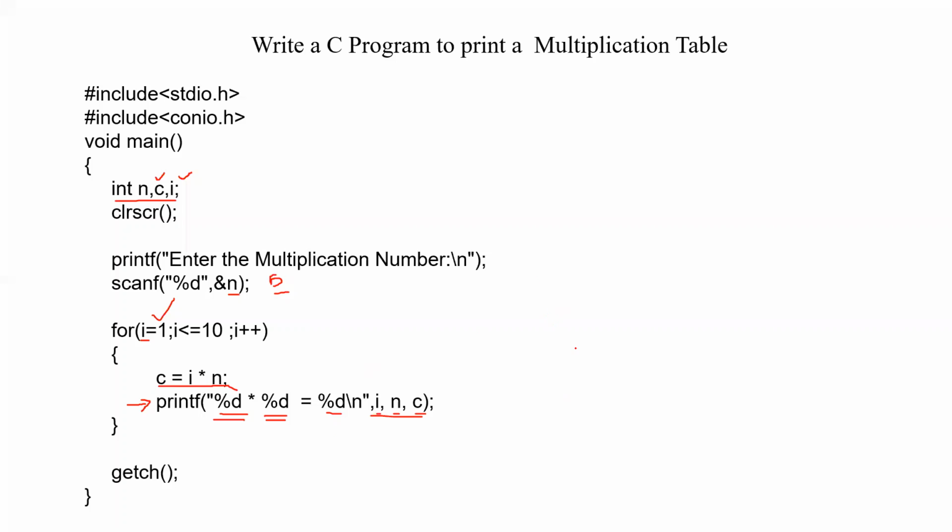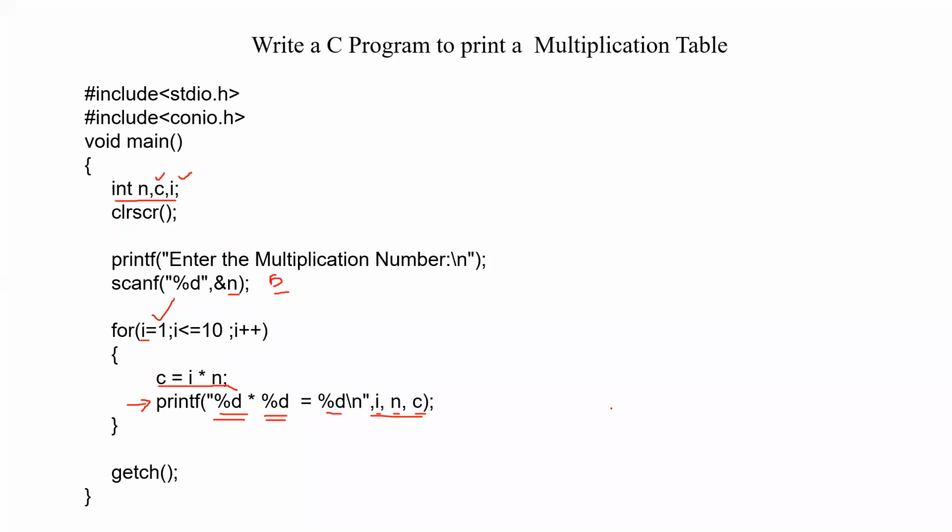This question I asked is, what will be the printf statement? What will be printed if I give percentage d star percentage d equal to percentage d? What will be the first value printed? Praveen, now you have typed correctly. 1 multiplied by 5. So instead of c, what will be c now? c equal to 1 into 5, right? 5.